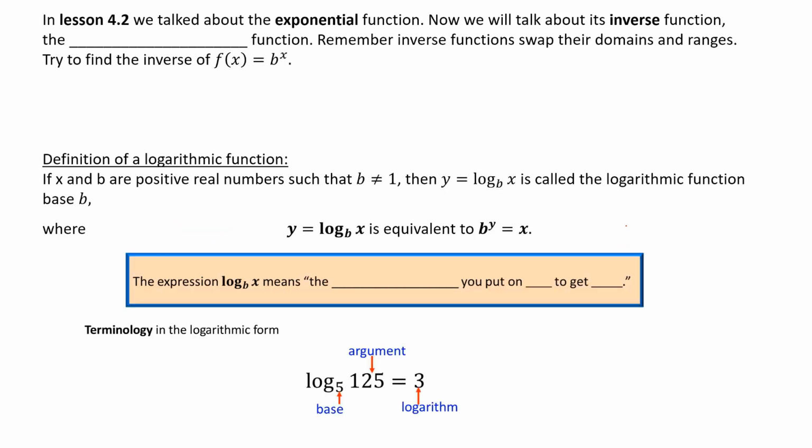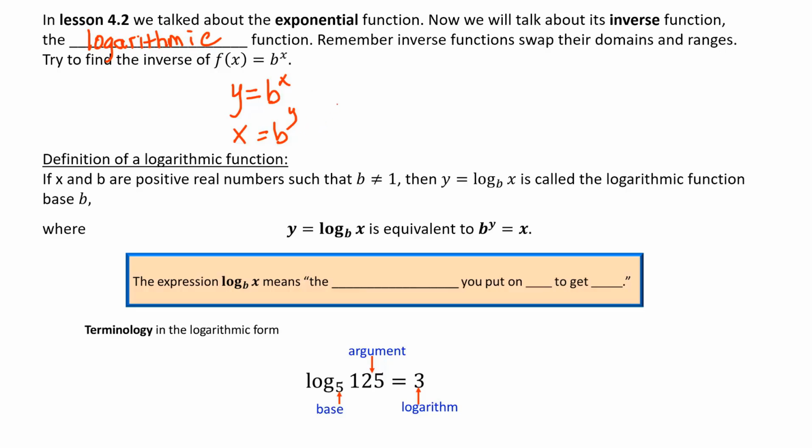All right, so we talked about the exponential function, f of x equals b to the x. Now we are going to talk about its inverse function, the logarithmic function. Remember, inverse functions swap their domains and ranges. So if we wanted to find the inverse function of f of x equals b to the x, we would change the f of x to a y. We'd say y equals b to the x. We would swap the x and y, change it to x equals b to the y. And then to get f inverse, we would solve for y in that equation.